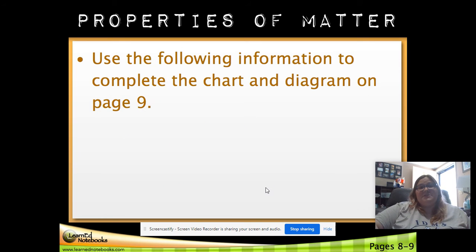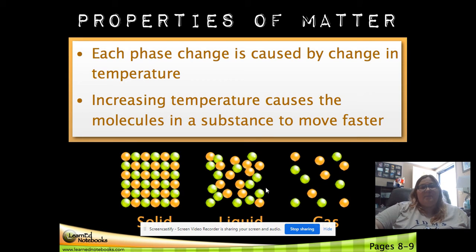Use the following information to complete the chart diagram on page 9. So, page 9 has some information. You're going to be filling this out. And then if you need more room, there's a note section at the bottom.